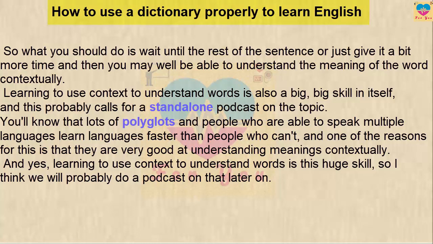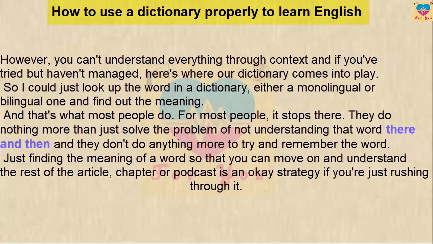You'll know that lots of polyglots and people who are able to speak multiple languages learn languages faster than people who can't. And one of the reasons for this is that they are very good at understanding meanings contextually. And yes, learning to use context to understand words is this huge skill, so I think we will probably do a podcast on that later on. However, you can't understand everything through context. And if you have tried but haven't managed, here's where our dictionary comes into play.